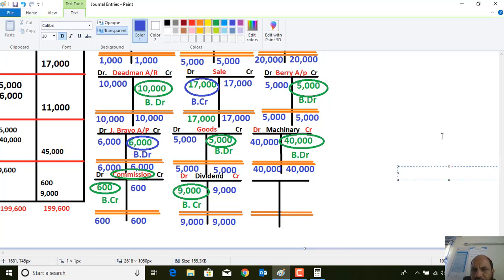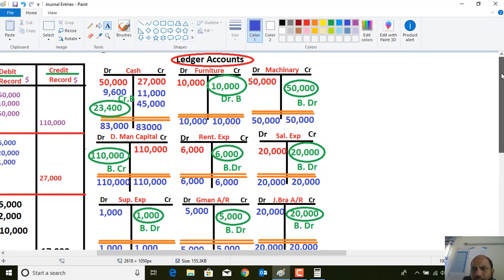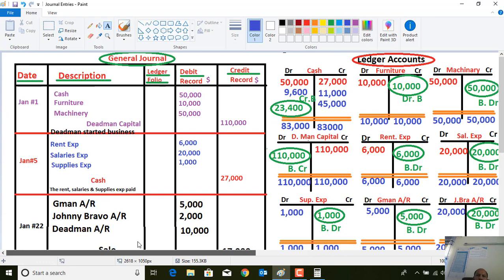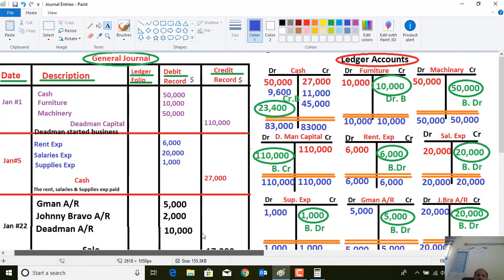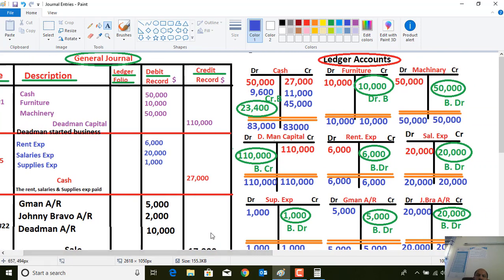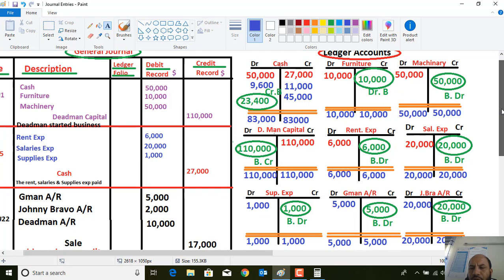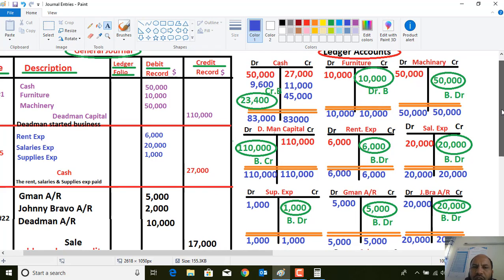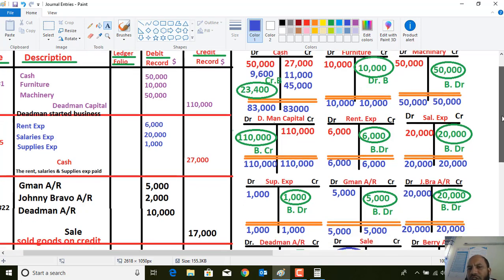So dear students, we have prepared and posted all the accounts which were available in the general journal to our ledger accounts. A ledger is the classified or condensed recording system where we post all the amounts of the accounts available in the general journal separately to each ledger.